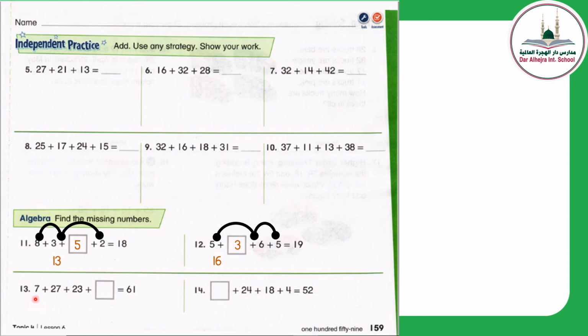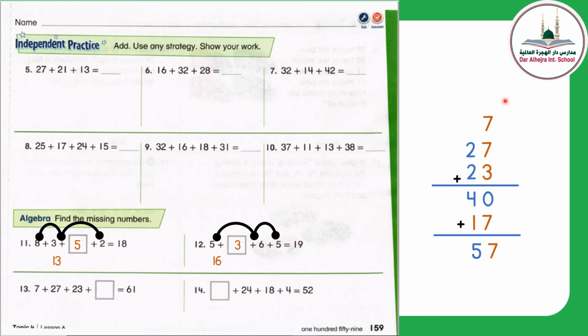Now let's see the problem number 13 here. Here we have more than 3 addends. Similarly, here we had 4 addends. Here again we have 4 addends, but this time some of our addends are 2-digit numbers. Now they are not single-digit numbers, so it's a little more tricky to add them. So instead of adding them orally, I'll be copying them in the form of a partial addition way. Here I have copied 7, then 27, then 23 to find the missing addend.